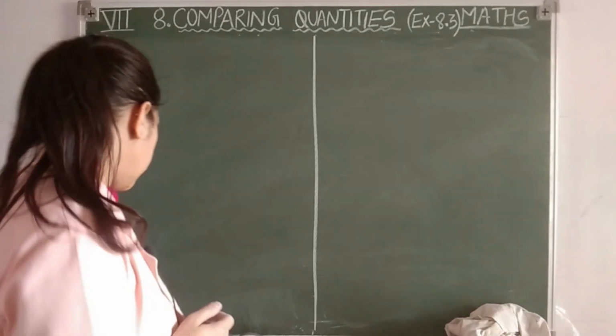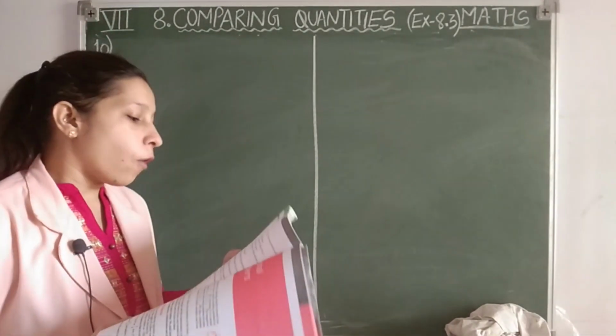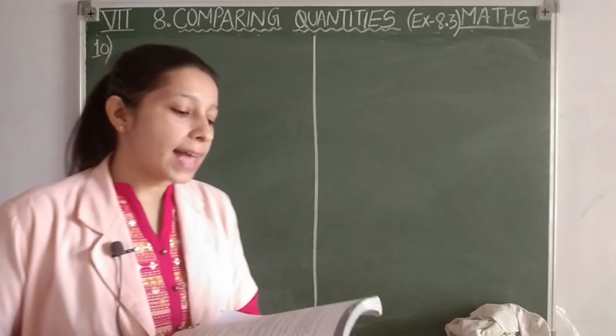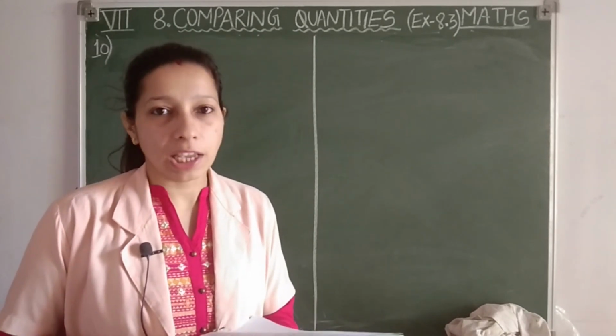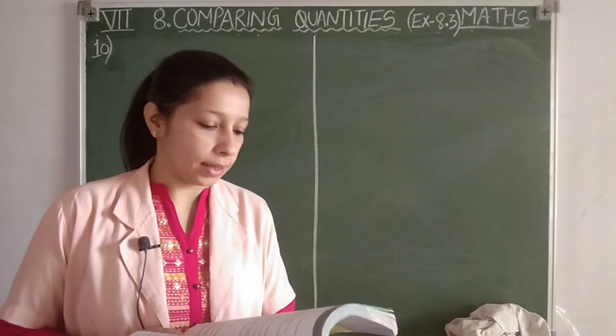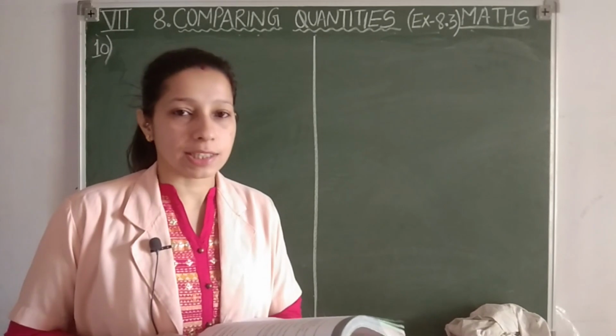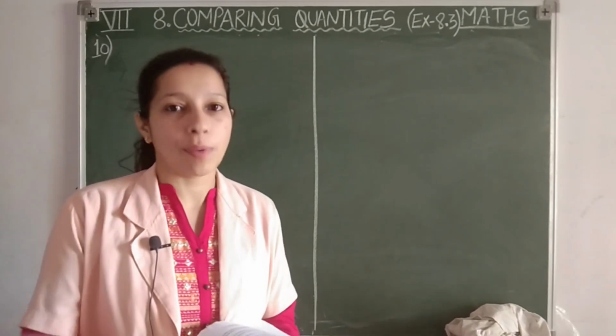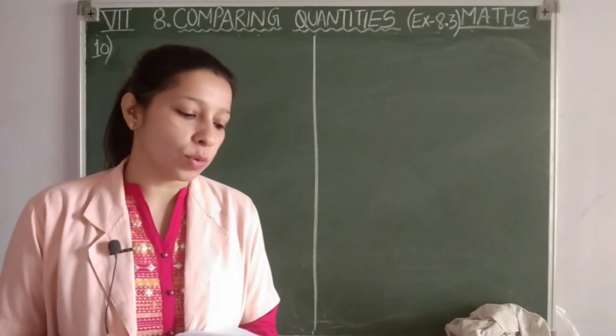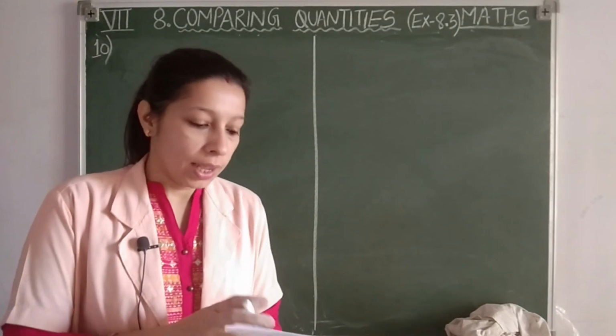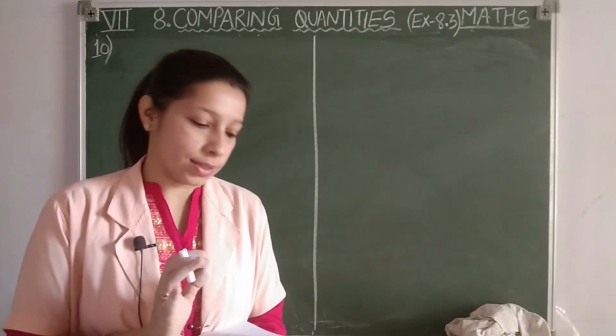So students, let us see the 10th question. What rate gives rupees 280 as interest? So interest is already given to us, which is equal to rupees 280 on a sum of rupees 56,000. On a sum of means principal amount. So principal amount is also given to us. Principal is 56,000 in 2 years. Time is also given to us, that is 2 years.